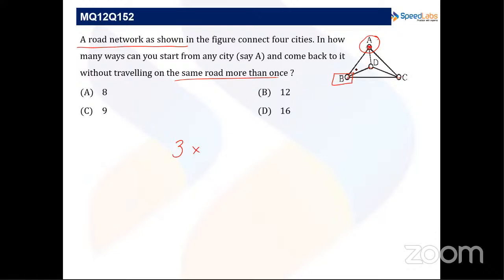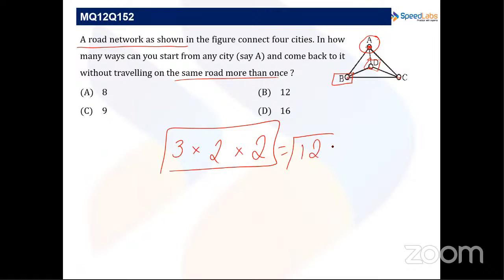So if we travel to D or to C, how many options do we have? Two options. If we reach D, then we can directly go to A, or we can go from C to A. And if we have reached C, then again we have these two options. We can directly go to A or go from D to A. So if we have reached any one of the cities, let's say D, then we again have two options. In this way we can travel. So that will be 12 options. So our correct option is option B.